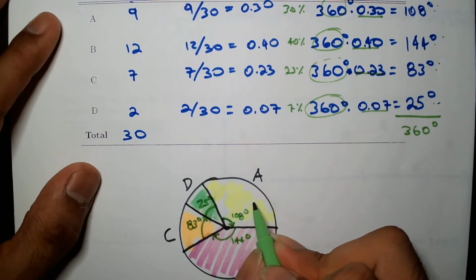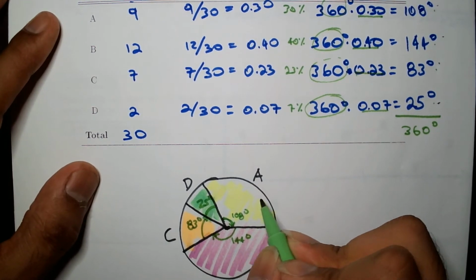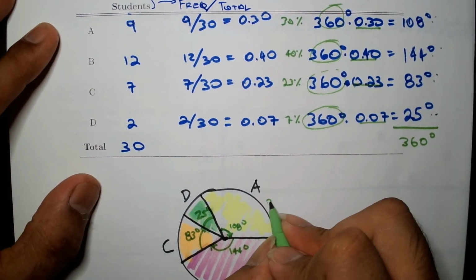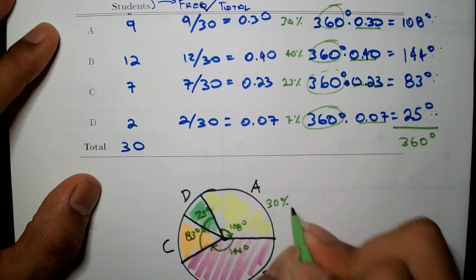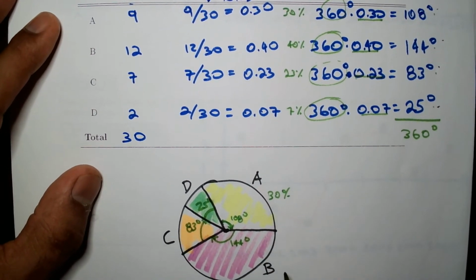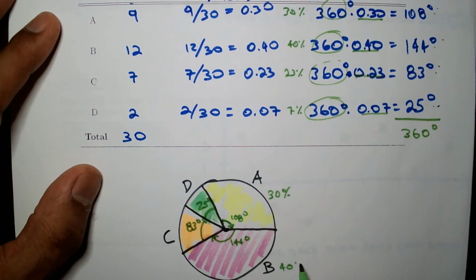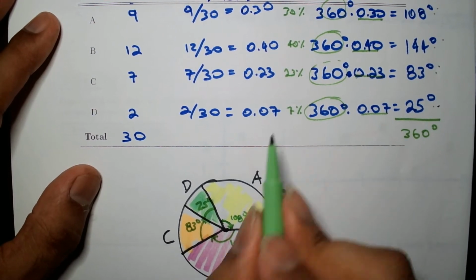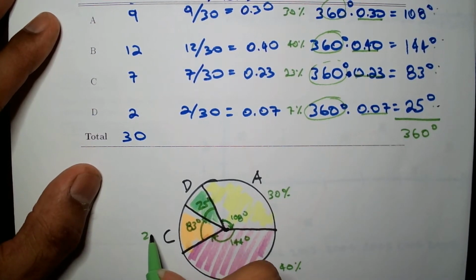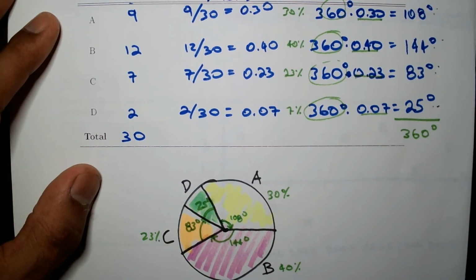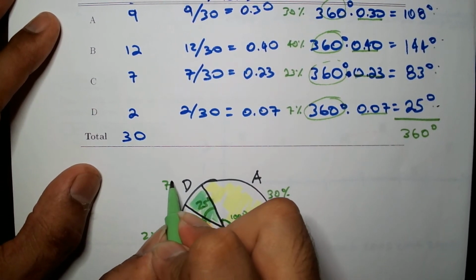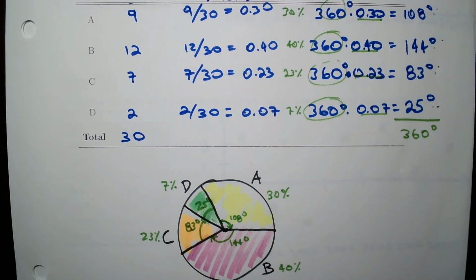Again, in this sector of the circle, we have 30% of the data concentrated. For B, we have 40% of the data. And then for C's, we have 23% of the data. And finally, the D's represent 7% of the data. And of course, all these have to add to 100. And that's how we do a pie chart.